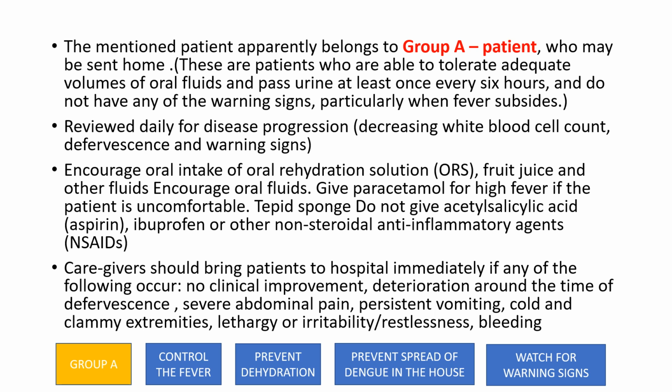restlessness, along with bleeding. So in group A, what are the basic things you are going to write? That we need to control the fever with paracetamol, avoid the NSAIDs, Brufen and acetyl salicylic acid, that is the aspirin group of drugs, prevent dehydration by maintaining the hydration properly, encouraging oral feeds, prevent the spread of dengue in the house by adequate environmental measures, and watch out for the warning signs. So these are the basic 4 steps you have to mention in the management of this particular card.